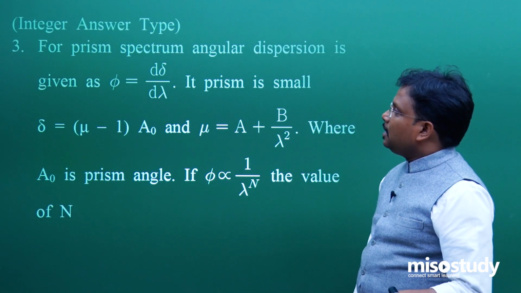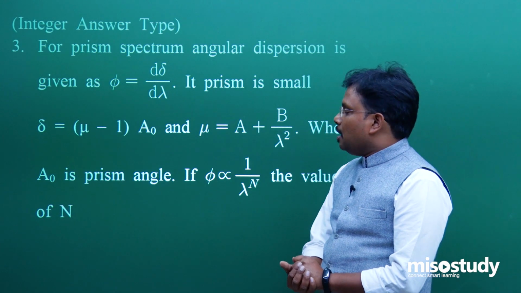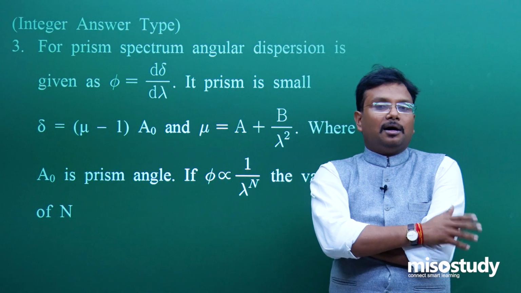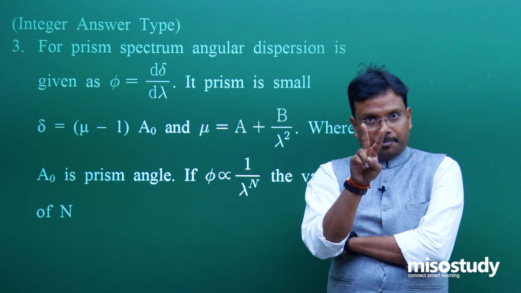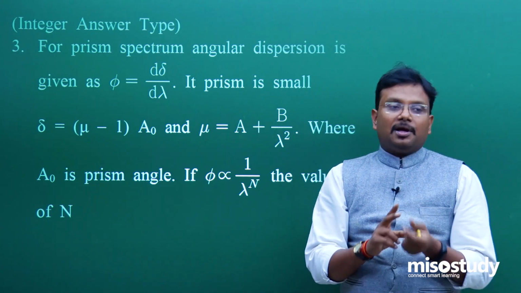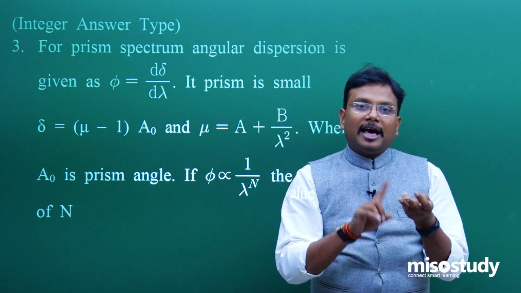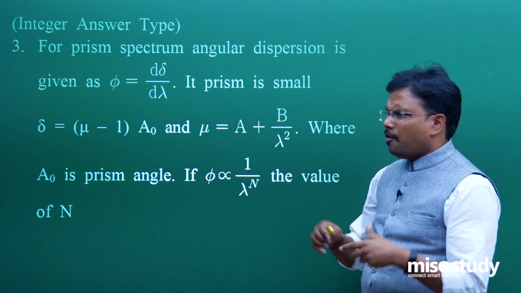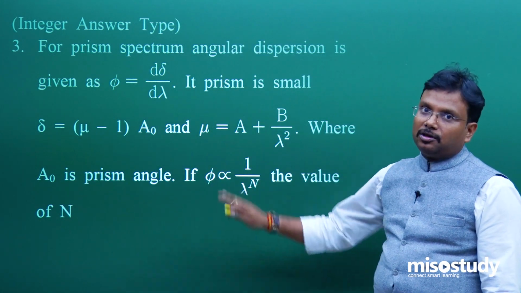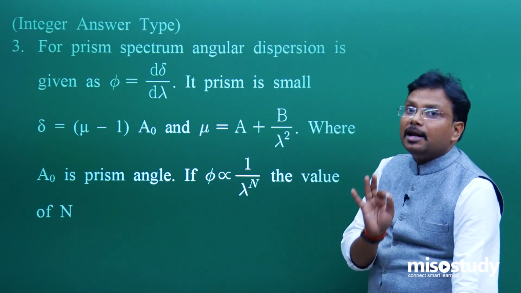Question number 3 I placed in the category of integer answer type. Well students, this is optics, and in your course there are two segments of optics: one is ray optics and another is wave optics. From wave optics, Young's double slit experiment is very important. Obviously in some other videos we will discuss that. Right now, just come to this particular question. After solving this question, you will get a number.